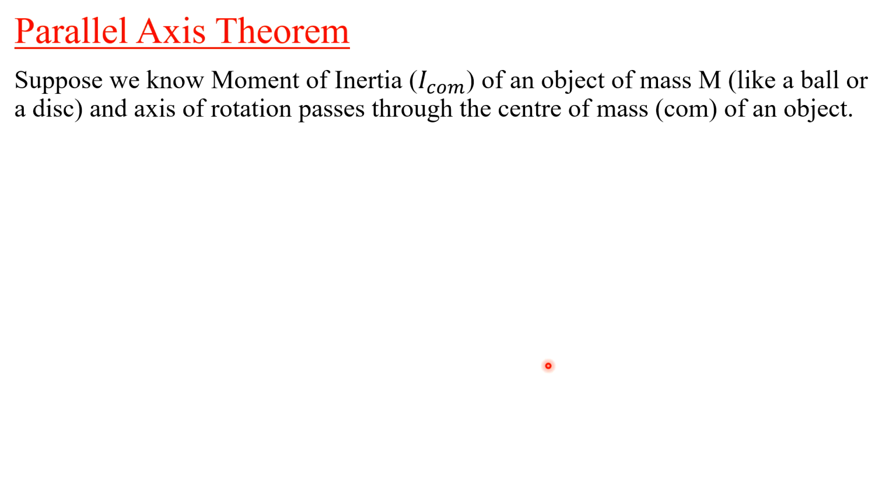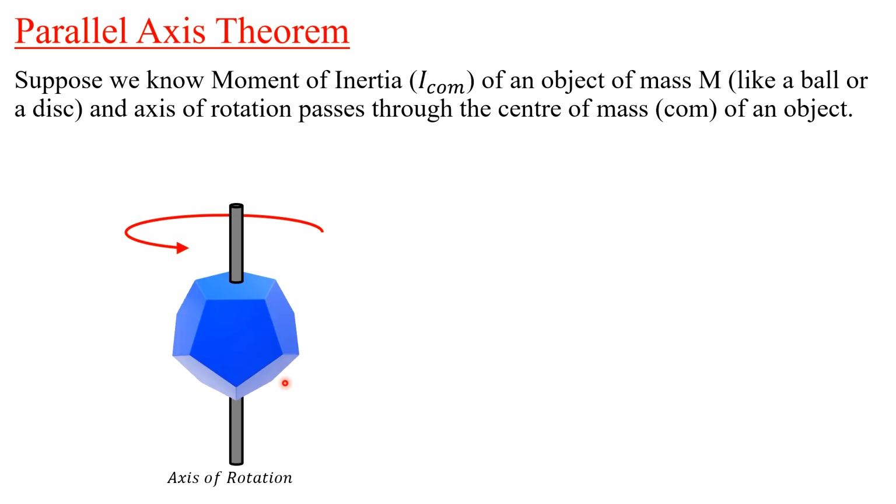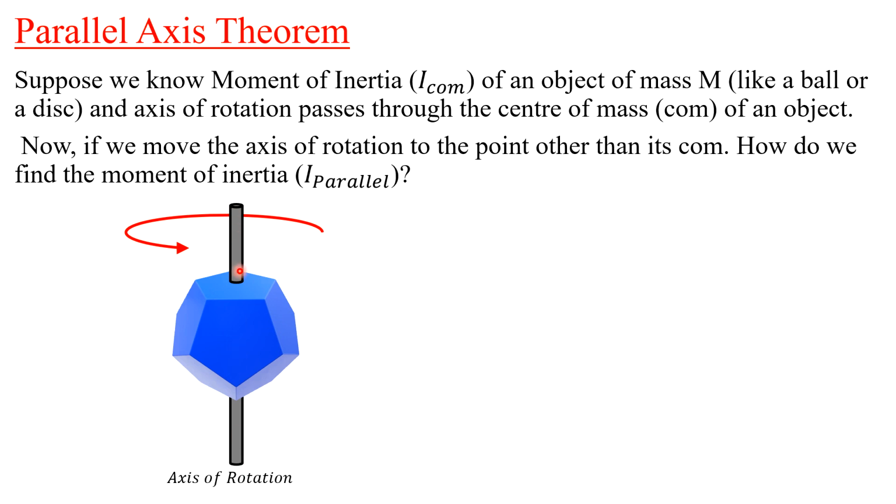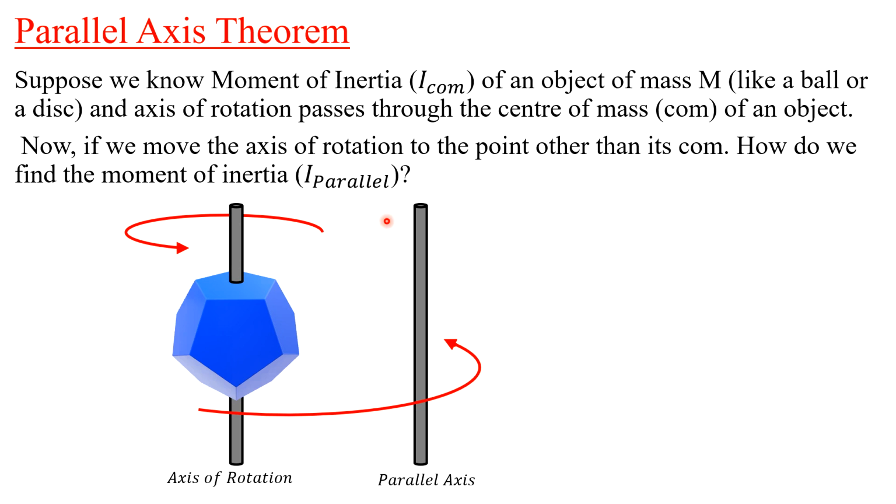Now we'll see the parallel axis theorem. Suppose we know the moment of inertia, that is I_COM, of an object of mass m, like a ball or a disc, where the axis of rotation passes through the center of mass of the object. And suppose you want to find the moment of inertia about an axis which is parallel to this axis. How are the moments of inertia for the first case and second case related?